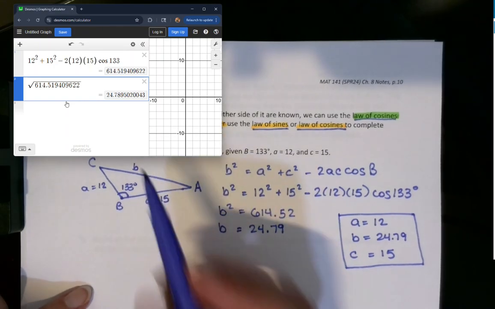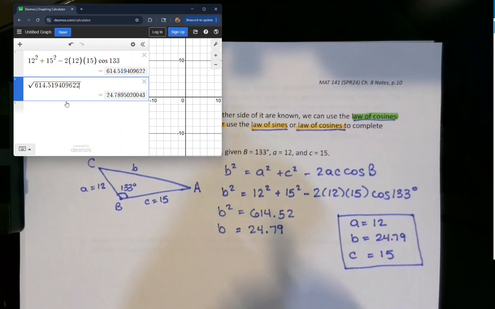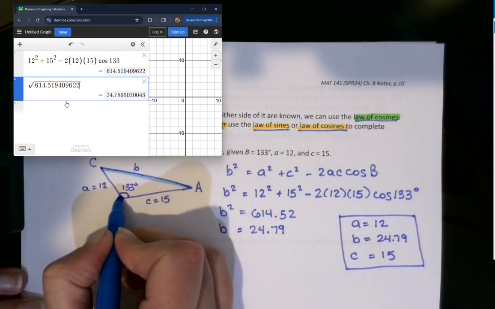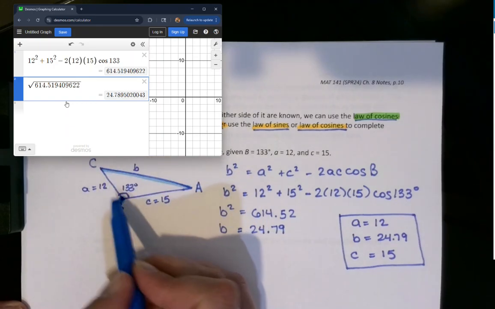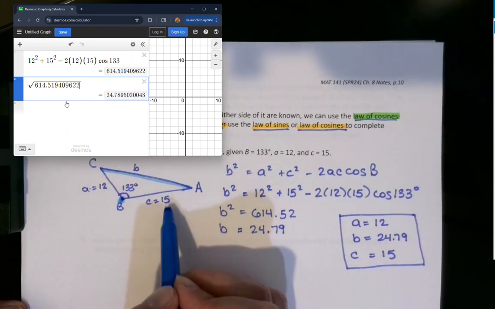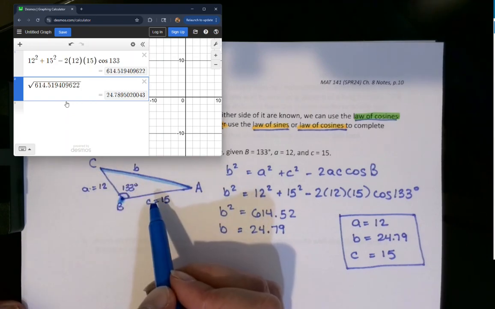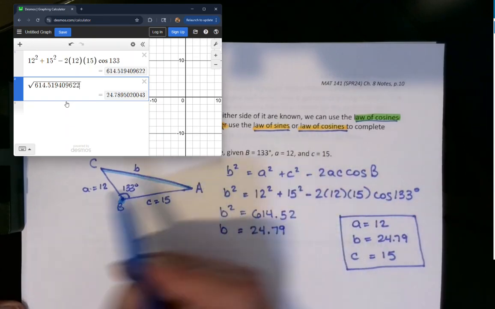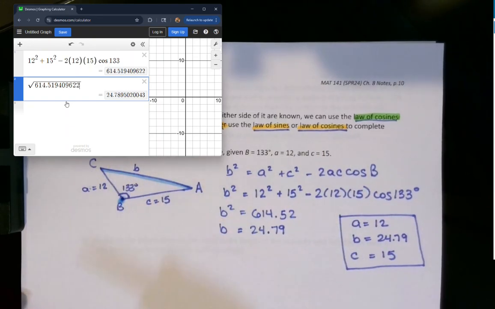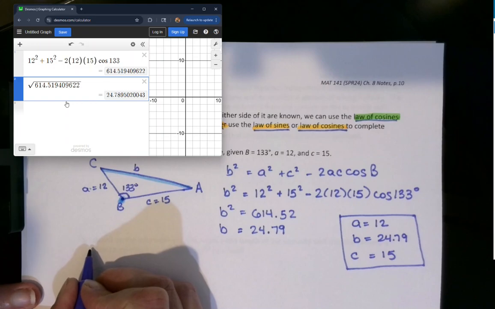Now that I know side B, I do have a side angle pairing, so I would be able to set up a law of sines ratio and use that to solve for either angle A or angle C. Or I could use another instance of law of cosines and solve for angle A or angle C that way. Let's go ahead and use the law of sines this first time, and maybe in the next example, we'll look at using the law of cosines. So let's use the law of sines to find angle A.